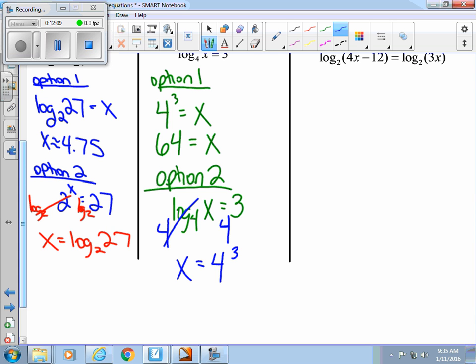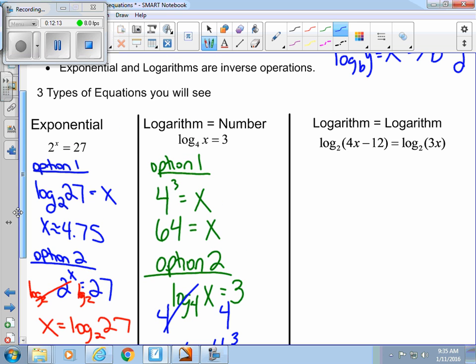Okay, the last one is a logarithm equals a logarithm. For this to work, they do have to be the same base. Notice these are both base 2. If log base 2 of 4x minus 12 equals log base 2 of 3x, what has to happen? The insides have to be the same, right? Those are going to be equal.